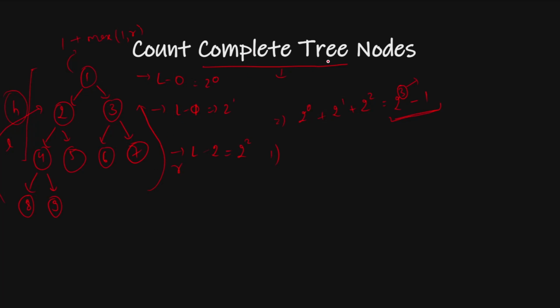But here, this is a complete binary tree. That means all nodes will be as far left as possible. That means our left subtree height will always be either equal to or greater than the right. So we do not have to take care of the right. We can directly say 1 plus L. So the height of this complete binary tree will be 1 plus the height of the left subtree.